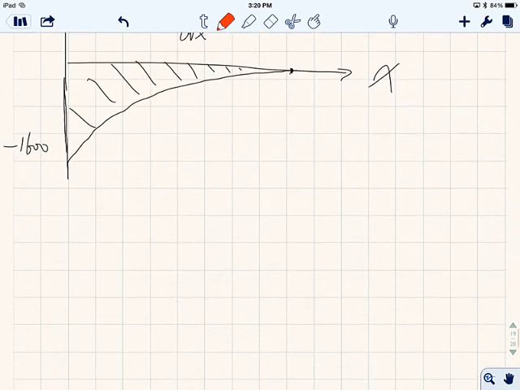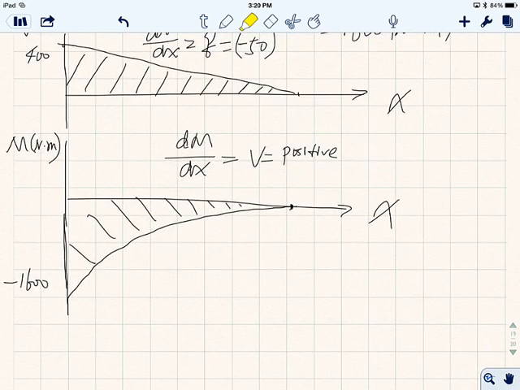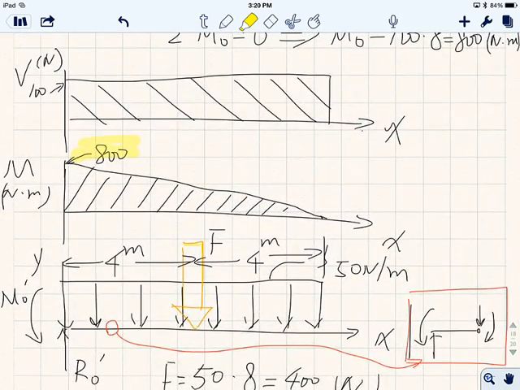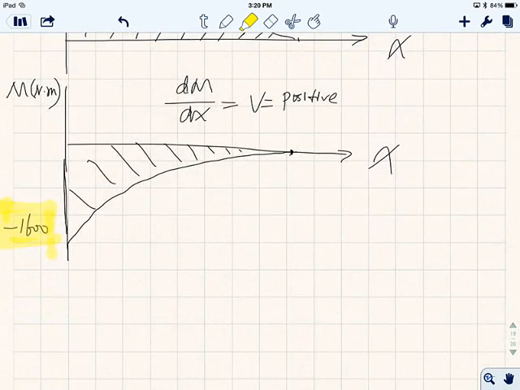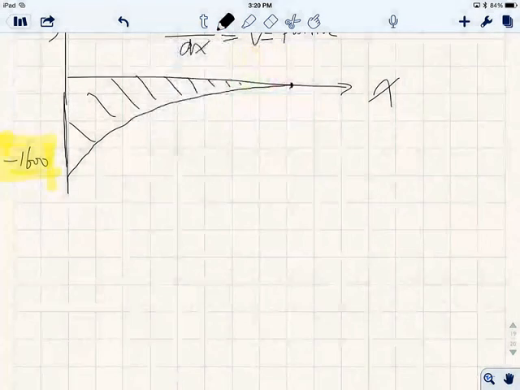All right. Okay, so like I mentioned, all we are doing for this shear force and bending moment diagram is we're trying to find these two things. This and this. 800 and 1600 Newton times meter. Okay? All right, now a quick reminder.